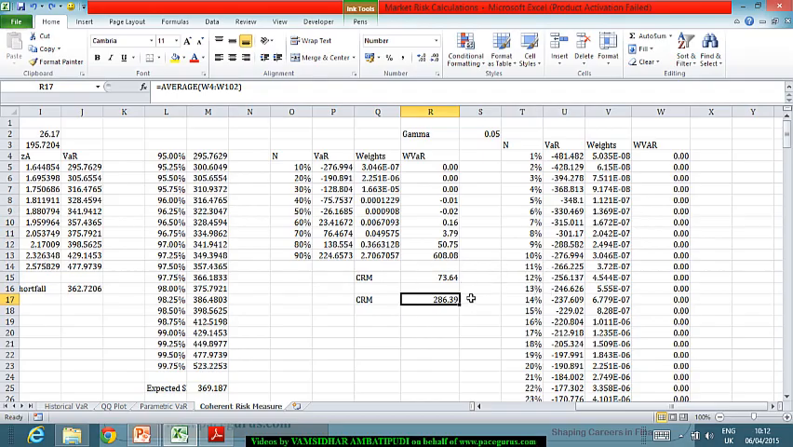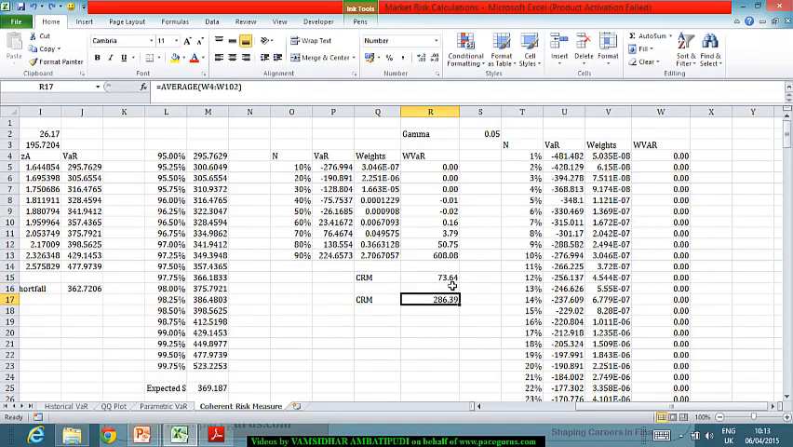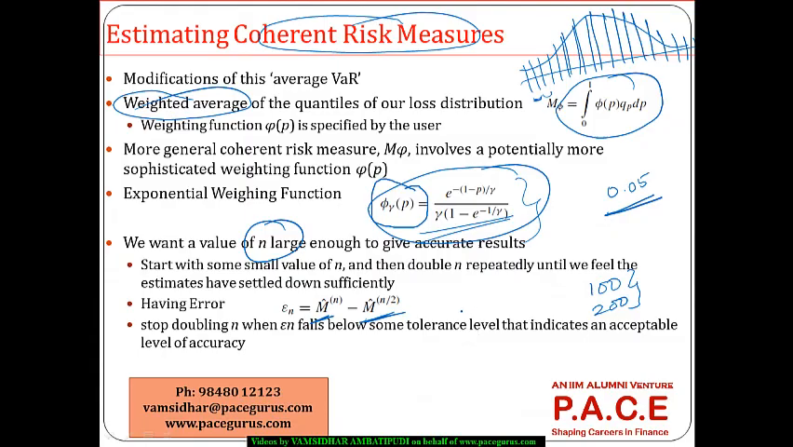So we keep increasing it. Probably yes, now I have done it with 100 slices. What I'll do is the exercise with 200. So I'll try to find out what is the coherent risk measure I got with 100, how much I am getting with 200. Now the moment I see what is the change, I keep on doing it in such a way that the change comes down and down and down.